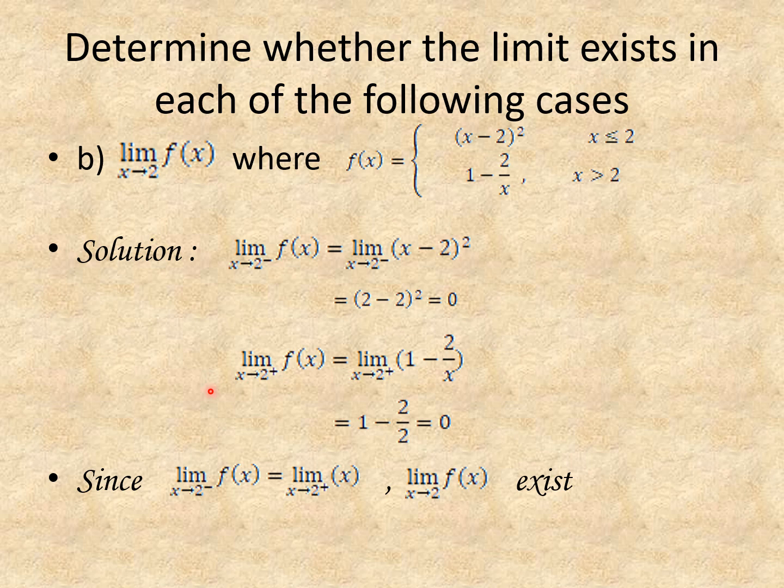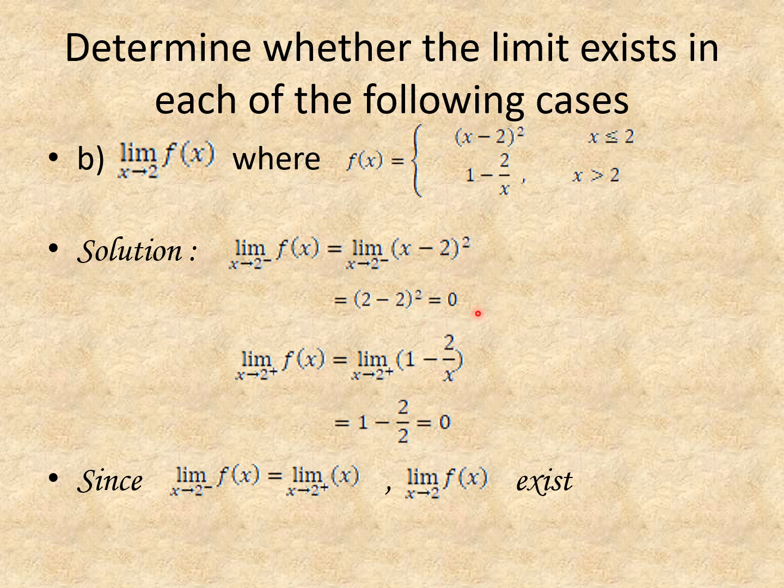Then we will look at the limit as x approaches 2 from the right-hand side, which is 2 plus. Here we will use 1 minus 2 over x as our function. Then we substitute x as 2. So we will get 1 minus 2 over 2, where the result will be 0.